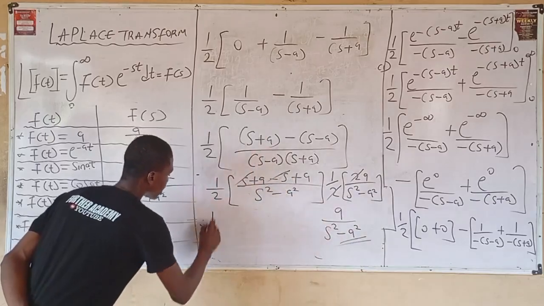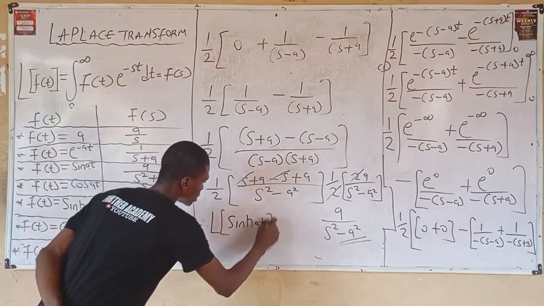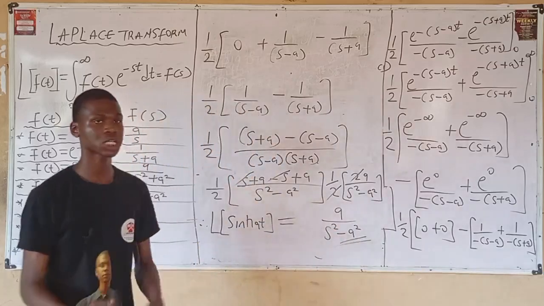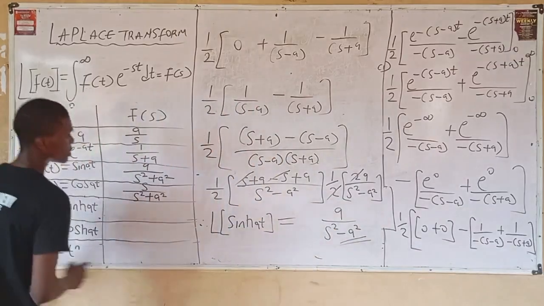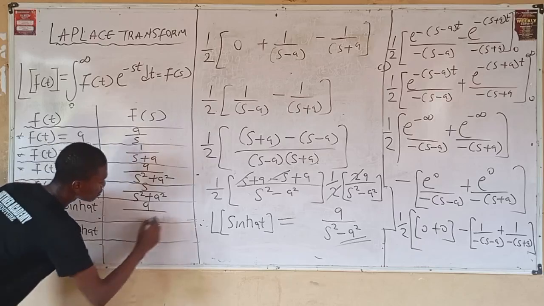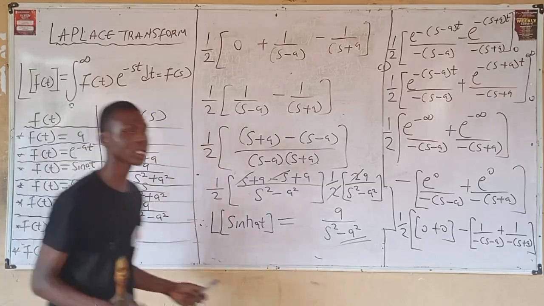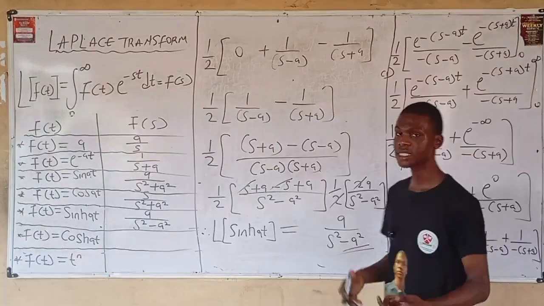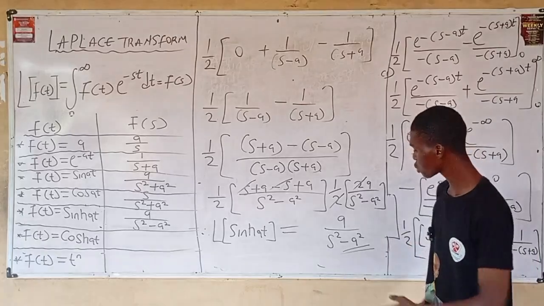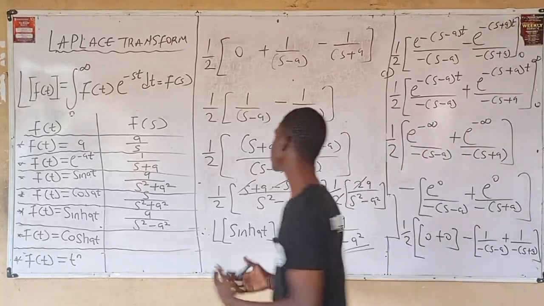Therefore, the Laplace transform of sinh at is equal to a all divided by s squared minus a squared. So back to your table, right? The Laplace transform of sinh at becomes a all divided by s squared minus a squared. So that's how it works. Meaning that given a function sinh at, the Laplace transform becomes what? a all divided by s squared minus a squared, right?